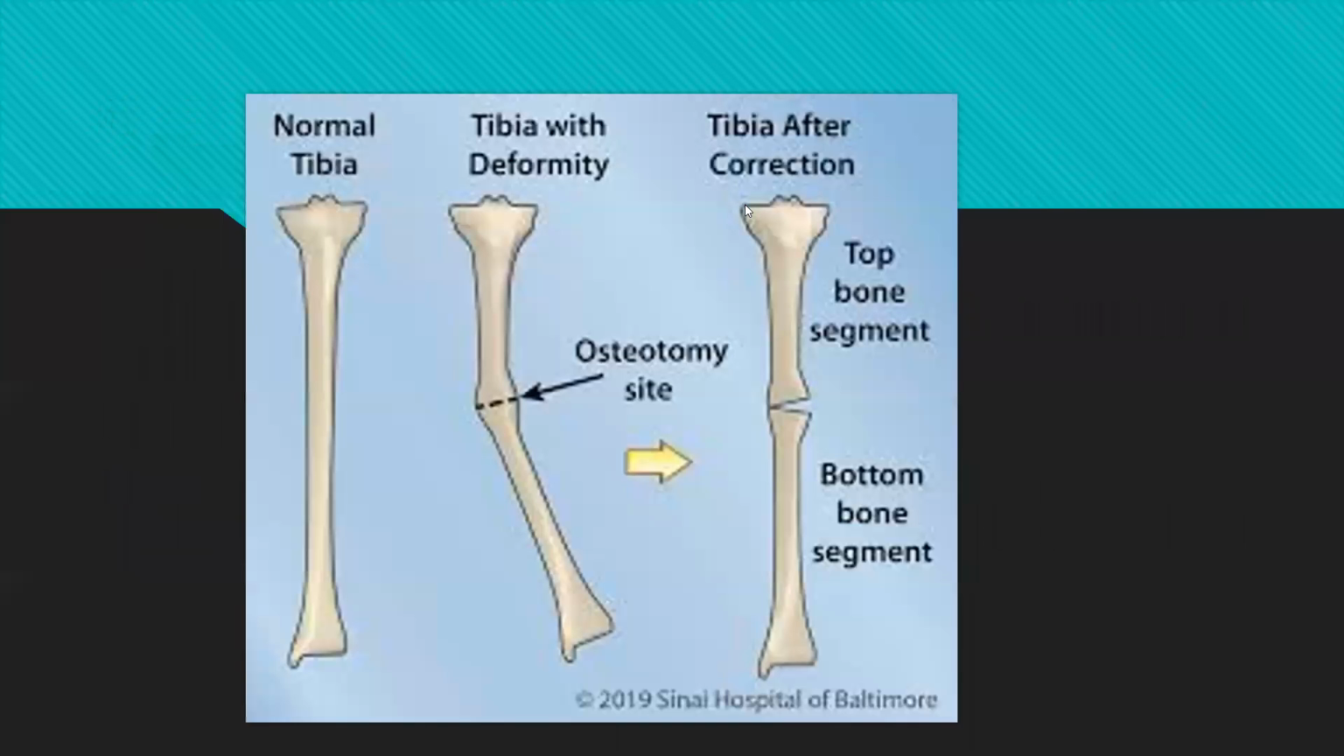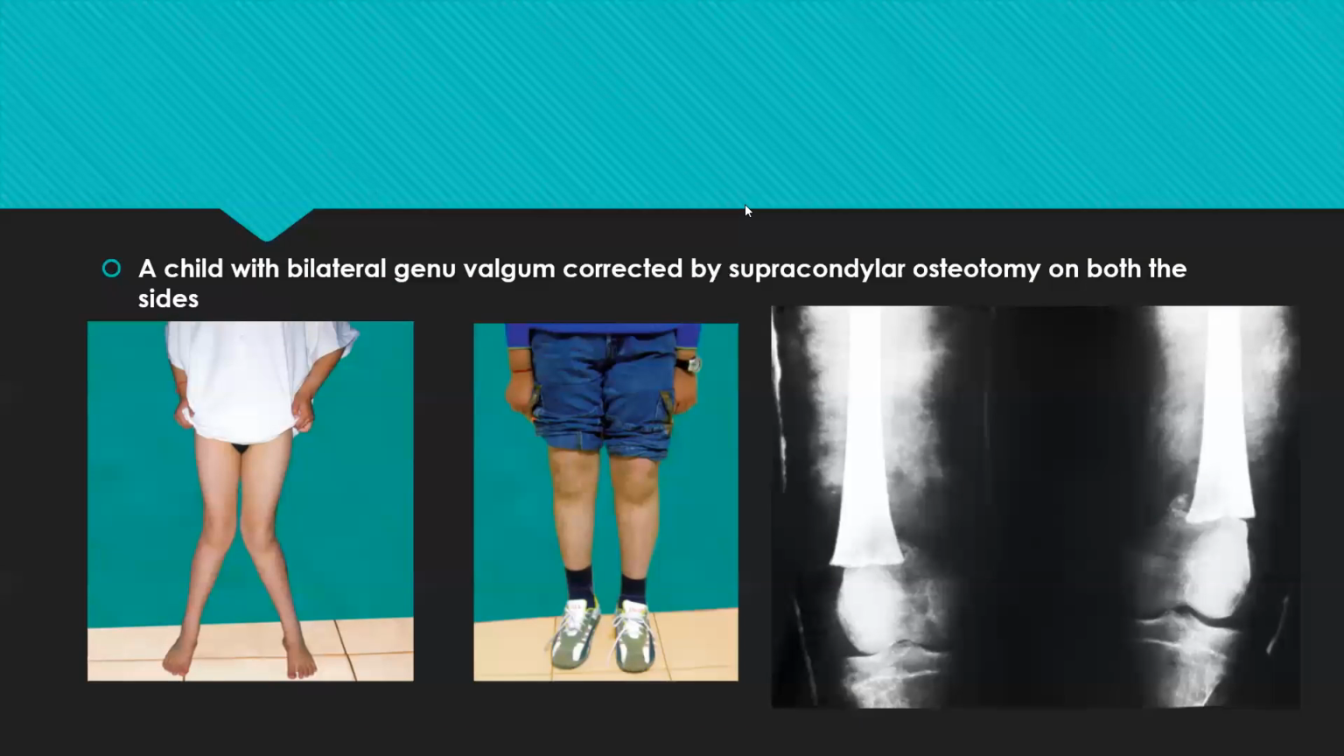This is an image to show how an osteotomy is being performed. The image on the left is a normal tibia. The center image is a deformed tibia where an osteotomy is marked. After that, complete correction is done and it will be stabilized with some form of stabilization, like a plate or screws, or it could be an Ilizarov or something like that. This is a clinical example of how a child who has developed genu valgum is now corrected with supracondylar osteotomy on both sides.